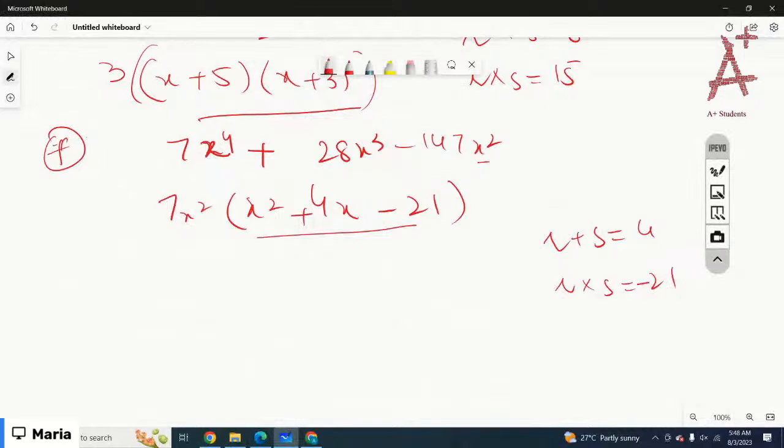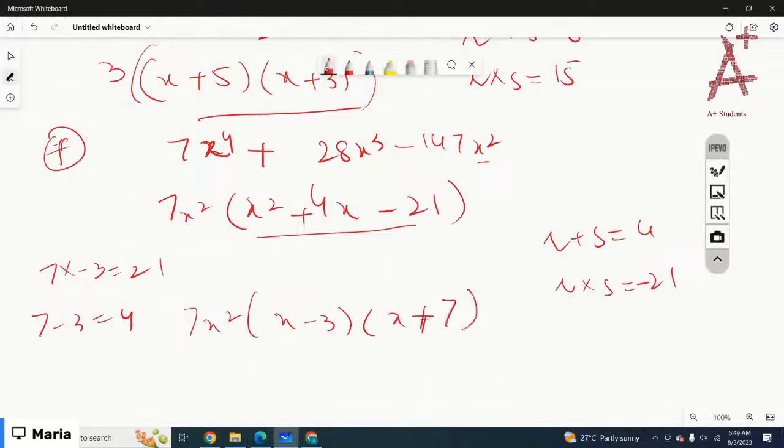What are the two numbers that when multiplied make negative 21? 7 times 3 is 21, and when you subtract it makes 4, right? But you have to make negative 21. 7 minus 3 makes 4, that means 3 must be negative. It is 7 times negative 3 is negative 21. So the factors are 7x squared, x minus 3 and x plus 7, right?